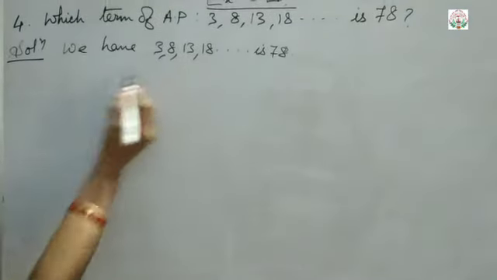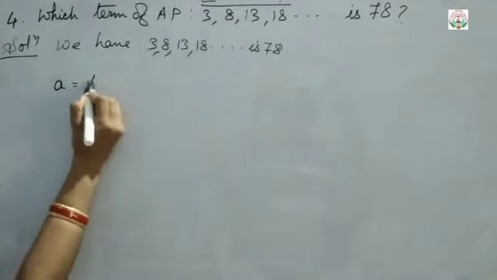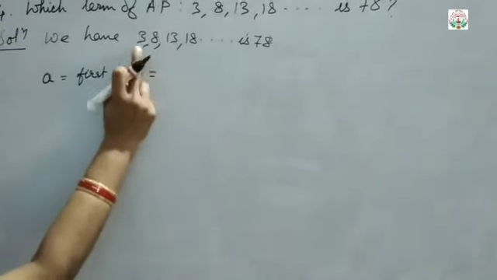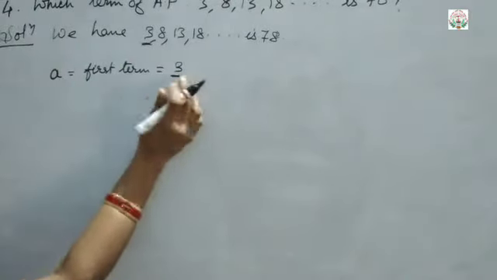N. So here in this series, what is A? A equals to what? The first term. What is the first term? You can see there. What is it? 3. So 3 is our first term.